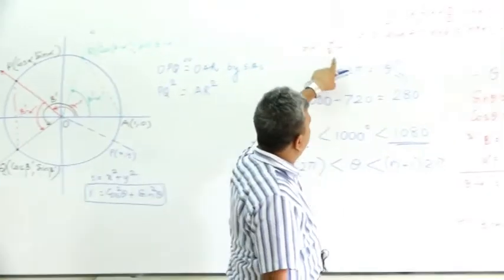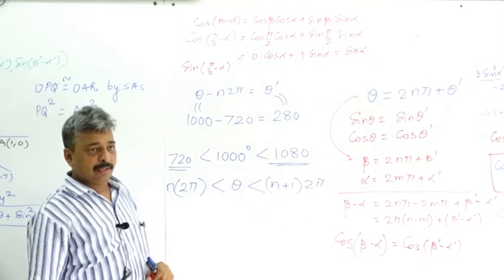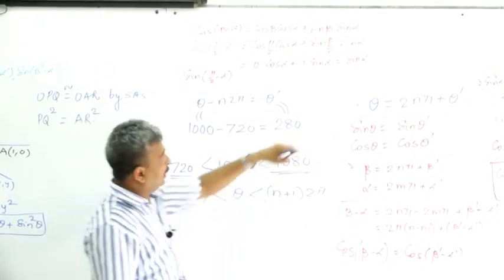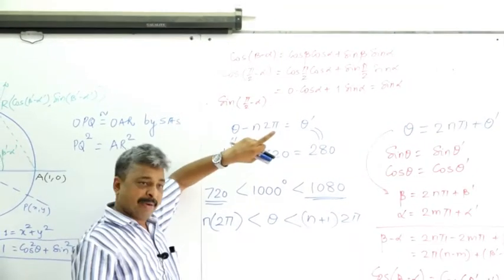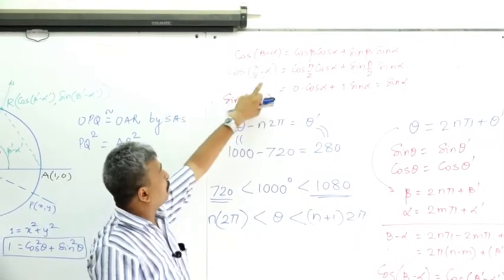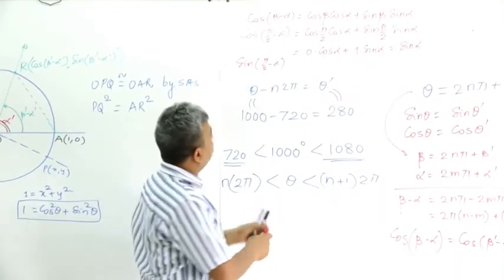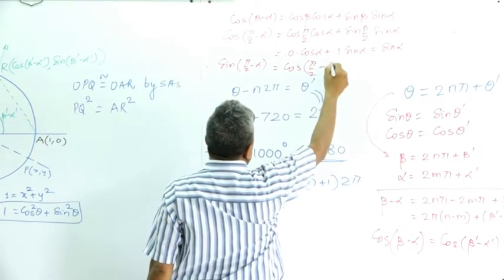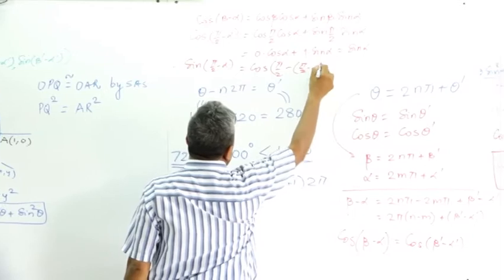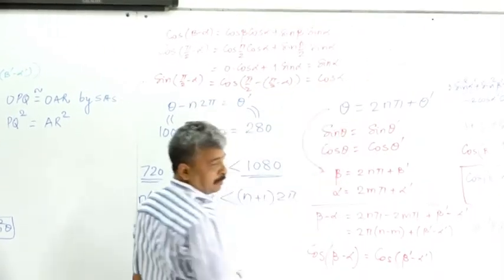I put this value over here. Let alpha be equal to pi by 2 minus alpha. Therefore, I get sin(pi/2 minus alpha). So, I put alpha equal to pi by 2 minus alpha here, which should be equal to cos(pi/2 minus (pi/2 minus alpha)), which is cos alpha. So that identity is also true.